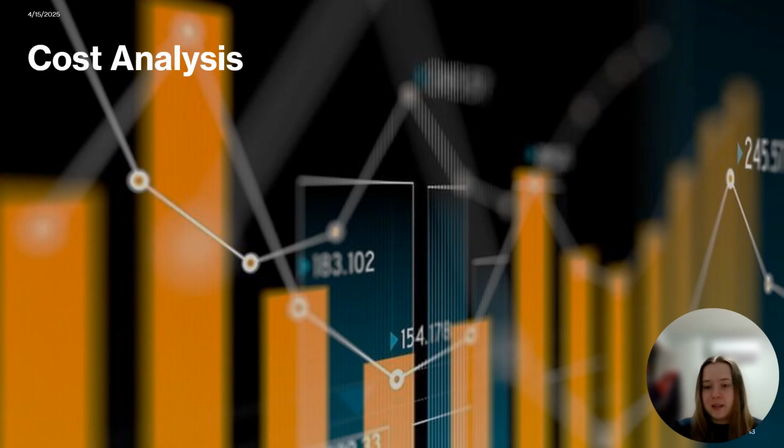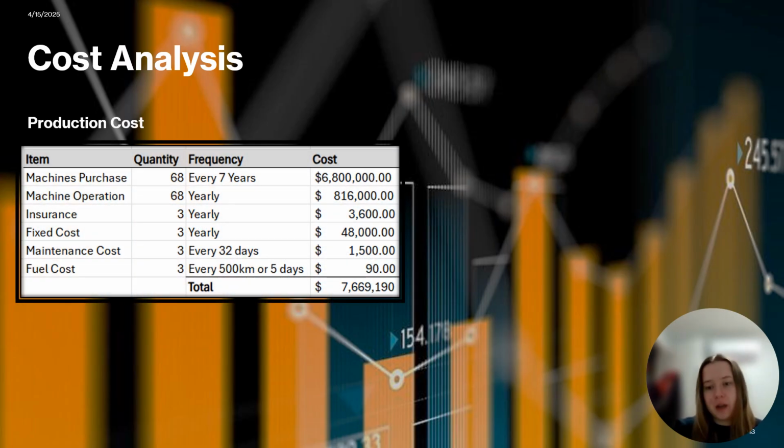So this is the cost analysis for the building. Starting off, we have the production cost, which is $7,669,190. This cost includes the machine purchase, machine operation, and any cost for the forklift. That includes insurance, fixed costs, maintenance costs, and fuel costs. These costs are based on the quantity and the frequency, as you can see here. Everything is mostly yearly, except machine purchase is every 7 years, and then maintenance costs and fuel costs are every 32 days or 500 kilometers, or 5 days for the fuel. This is based on the distance it travels, how often it travels, and vice versa.